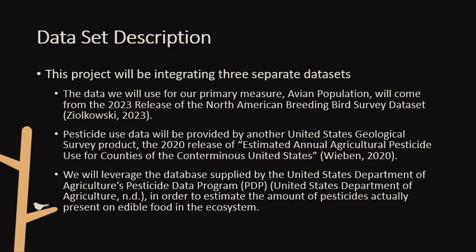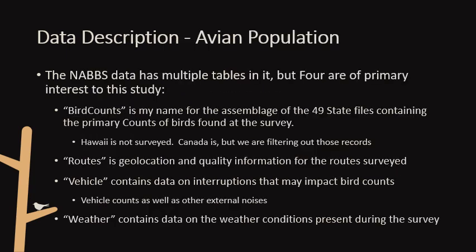Now we're bringing in 3 separate data sets on this. We have a data set that we just discussed in detail about avian population. That's from the 2023 release of the NABBS. We're using 2 separate proxies for pesticide use data. One of them is the estimated annual agricultural pesticide use for counties in the conterminous United States, a county by county measure of what chemicals are used. We're also going to be leveraging a database that the United States Department of Agriculture provides, the Pesticide Data Program. That provides a status of the pesticides that are actually present on food in the ecosystem. So those are the 3 primary data sets we're going to use.